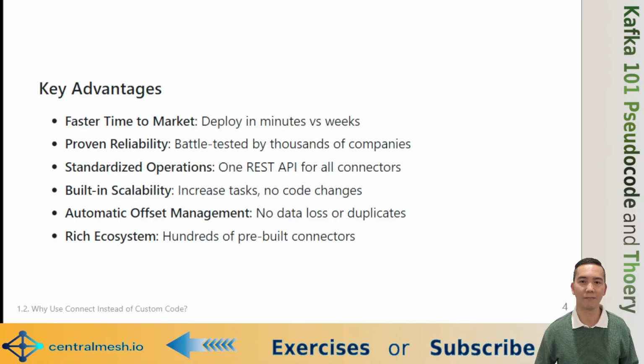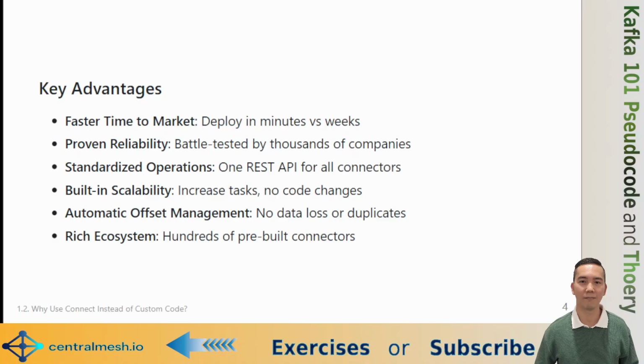Faster time to market. Instead of spending weeks writing integration code, you can deploy a connector in minutes with just configuration. This means you can deliver data pipelines faster. Proven reliability. Kafka Connect has been battle tested by thousands of companies. The framework handles edge cases, retries, and failure scenarios that you would have to discover and fix yourself with custom code. Standardized operations. Connectors use the same REST API for development, monitoring, and management. Your ops team learns one interface for all integrations.